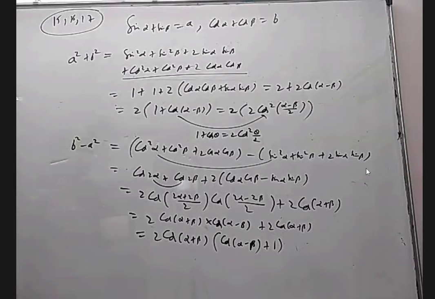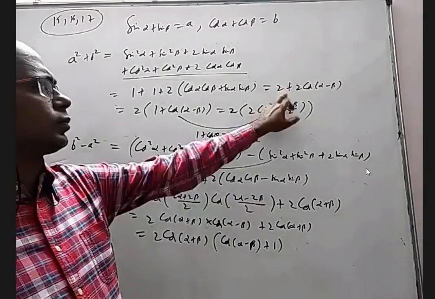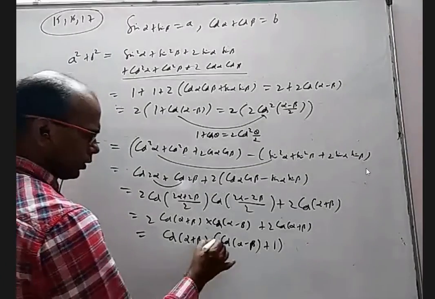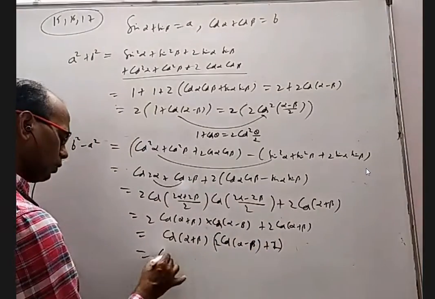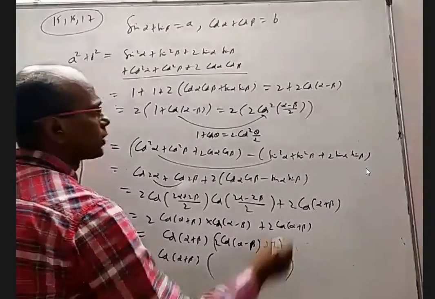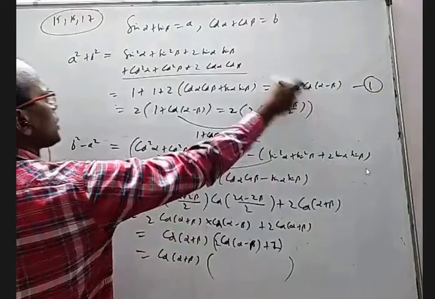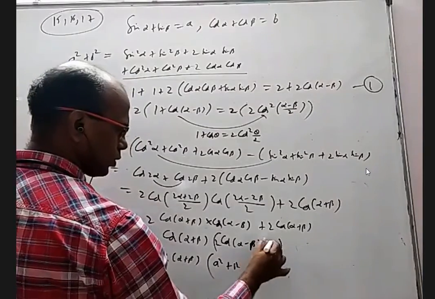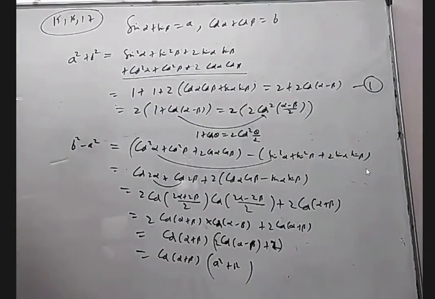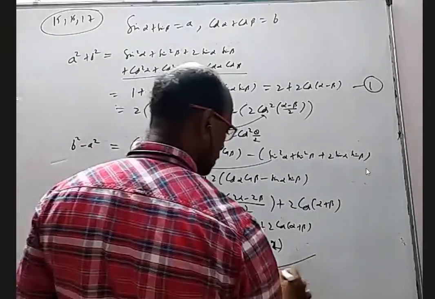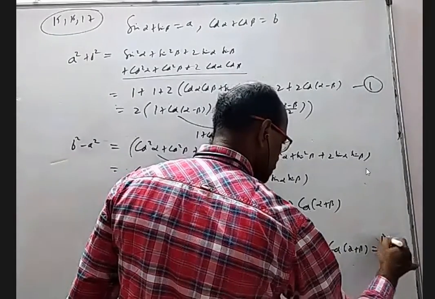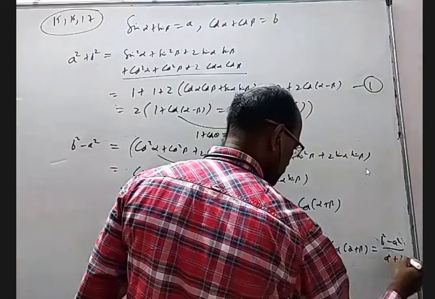Sir, so now we can divide that b square minus a square by a square plus b square. You want to show that, it's okay, no problem. I'll just do that. I can put this 2 here, 2 here, cos alpha plus beta. Based on this equation 1, 2 plus 2 cos alpha minus beta is a square plus b square. If somebody wants to know how this became a square plus b square, using equation 1. So now you got cos alpha plus beta is b square minus a square by a square plus b square.